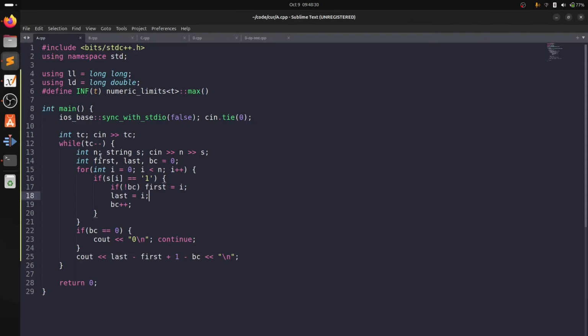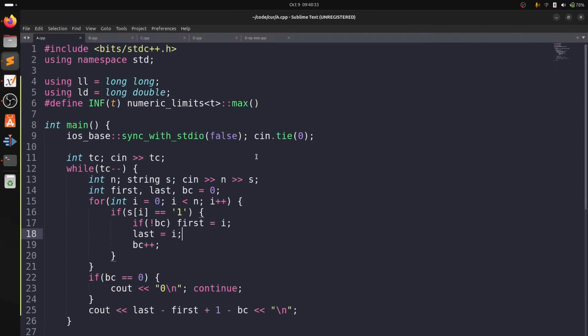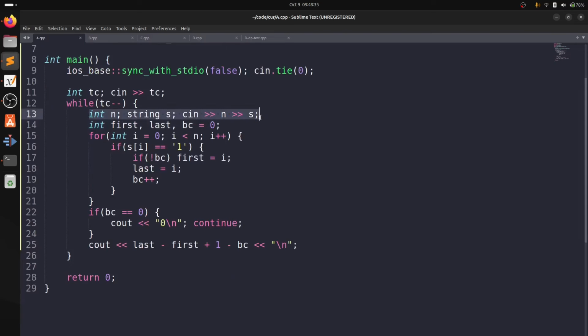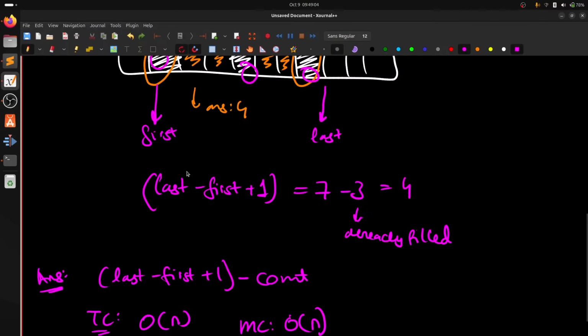So as you can see, we take in n and the string. We have first, last, as well as black count. Correct. So each si which is equal to 1, which means it's black, if this is the first one, we set it to i. The last one also we can keep updating to the current position i, and we increase the black count. If the black count is 0, our answer is obviously 0 itself. Otherwise, our answer is last minus first plus 1 minus black count.